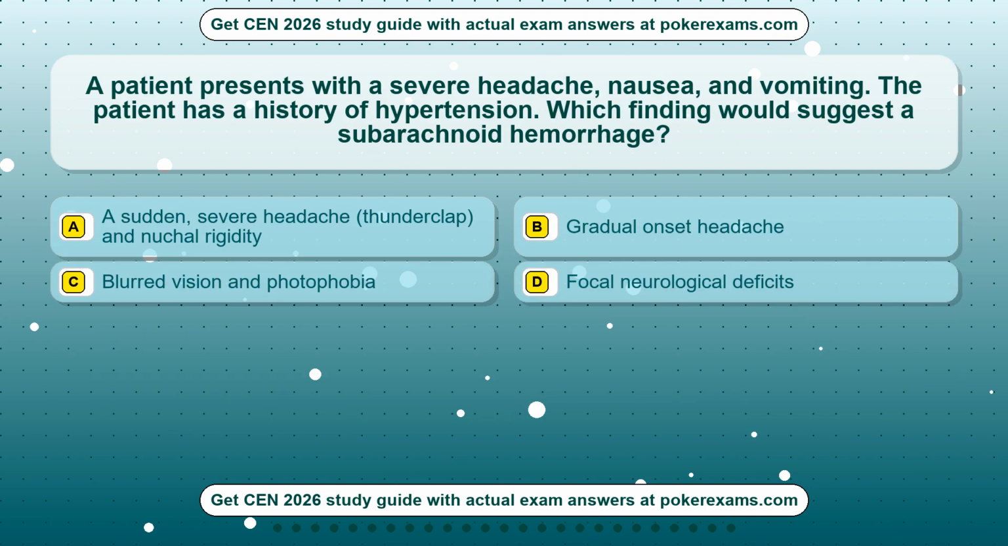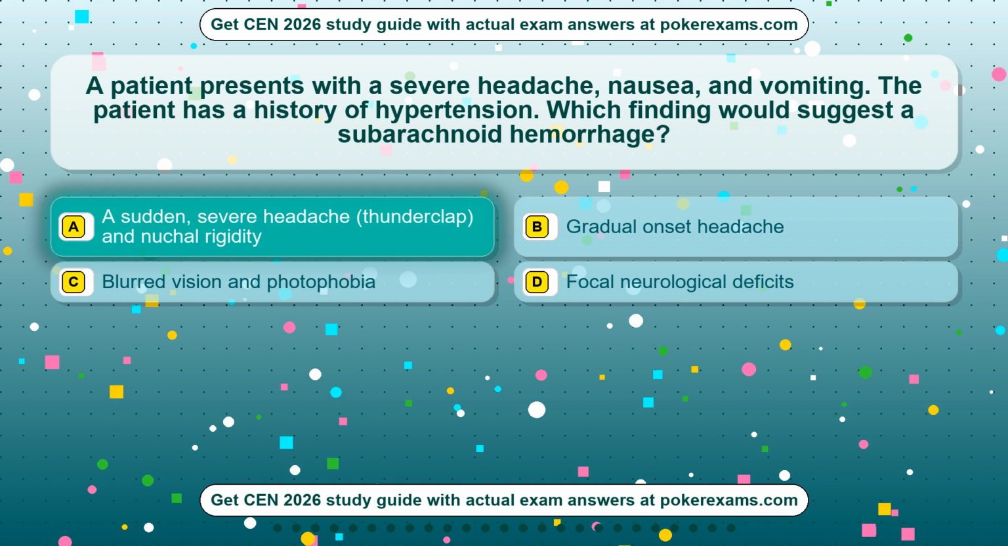Question 23. A patient presents with a severe headache, nausea, and vomiting. The patient has a history of hypertension. Which finding would suggest a subarachnoid hemorrhage? Option A, a sudden, severe headache, thunderclap, and nuchal rigidity. Option B, gradual onset headache. Option C, blurred vision and photophobia. Option D, focal neurological deficits. The correct answer is option A, a sudden, severe headache, thunderclap, and nuchal rigidity.